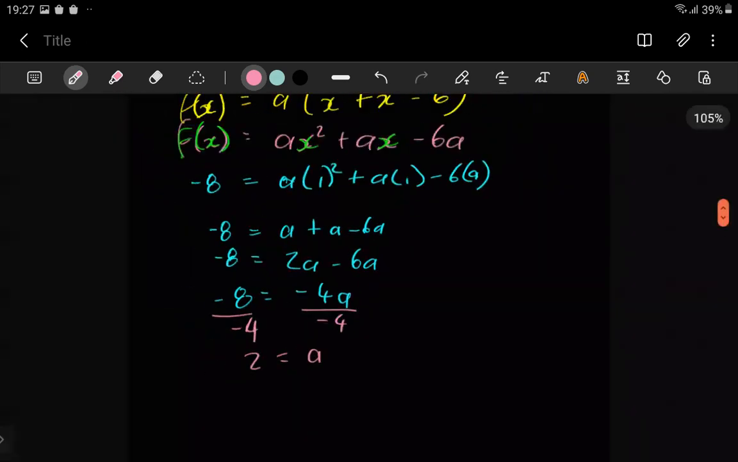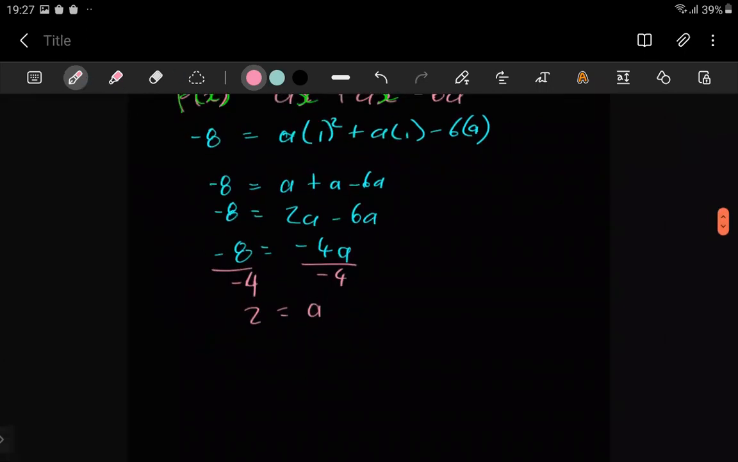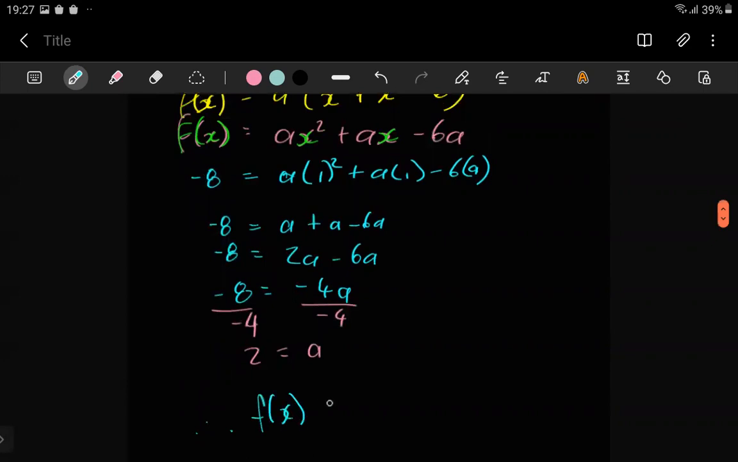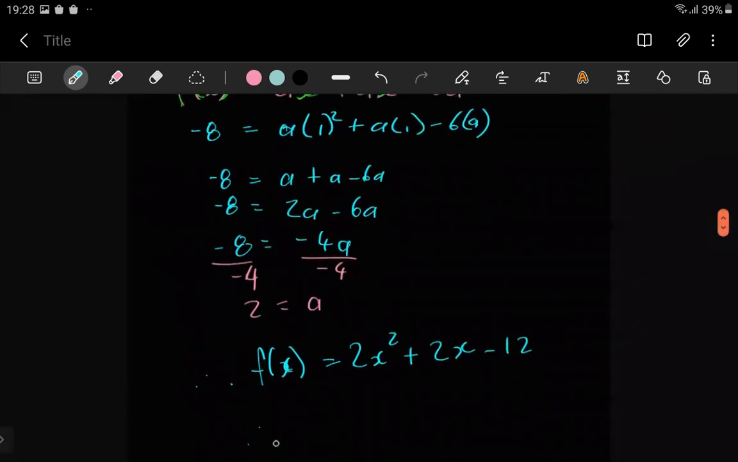Now you are home free, because now you can say that therefore f of x is equal to, where a is, you're going to drop a 2 there, and there, and there. And then there is your equation. So here you can say, therefore, a is 2, b is clearly 2, c is clearly -12. And how many marks are they going to give you? They're going to give you 5 whole marks for doing what we've just done.